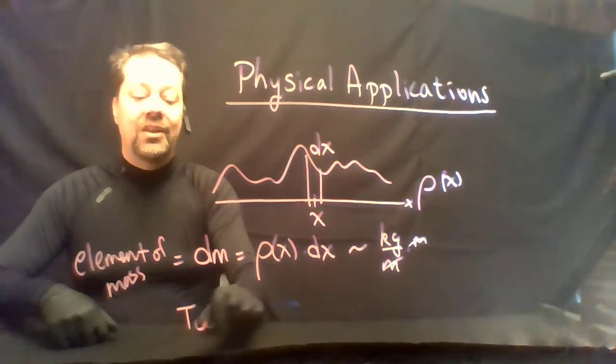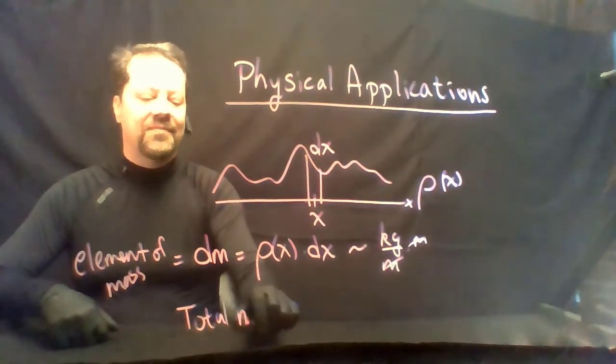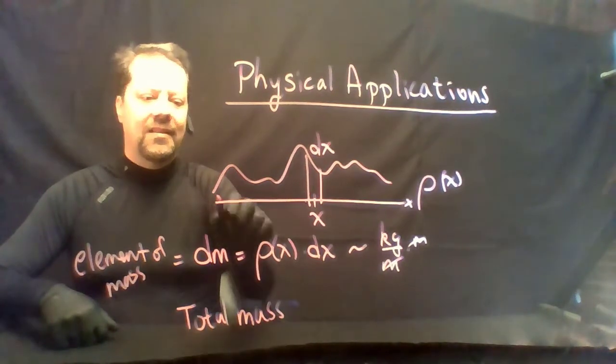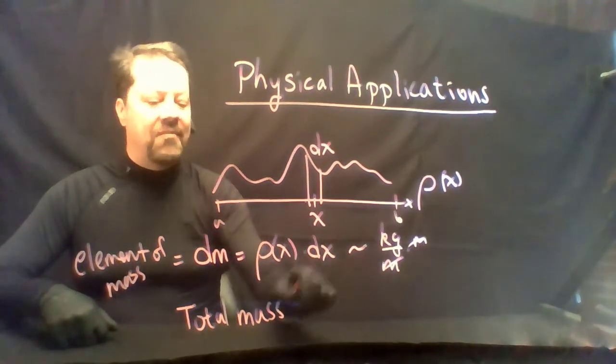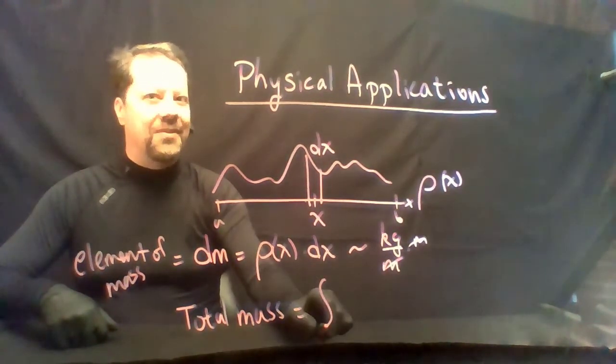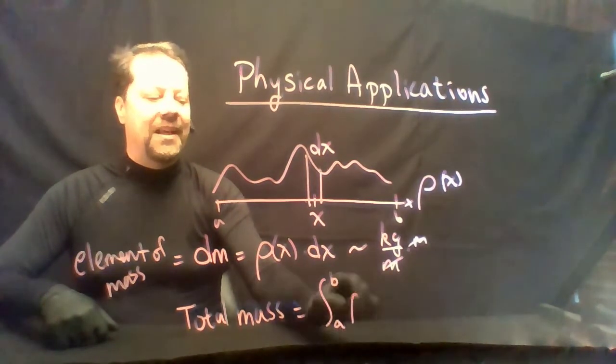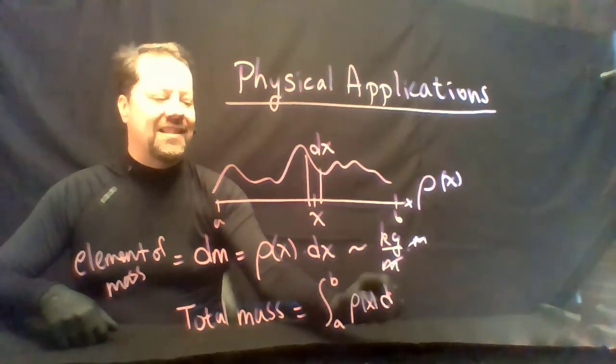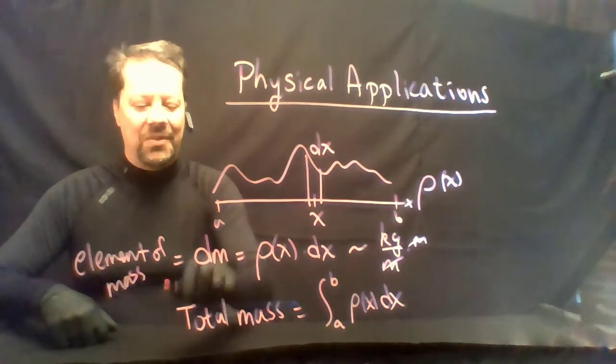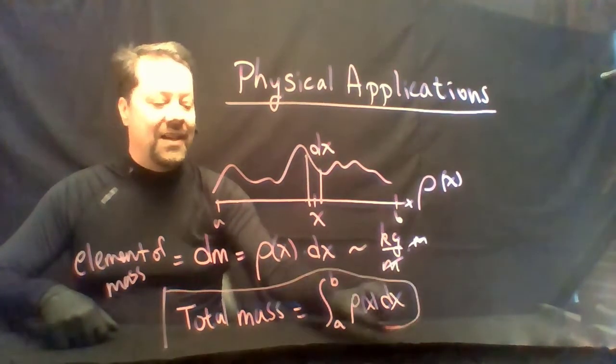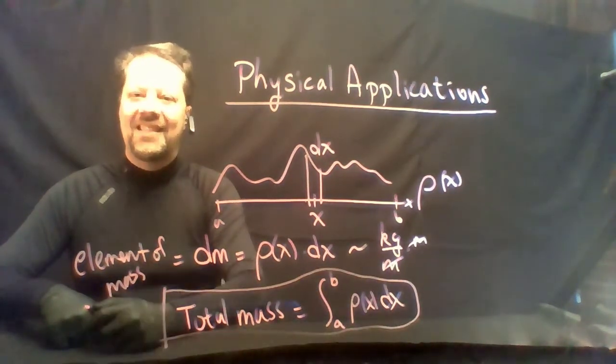To get the total mass, let's say between A and B, what you do is you add those up from A to B, rho of x dx. That gives you the total mass. We're trying to teach you a new way of thinking about integrals.